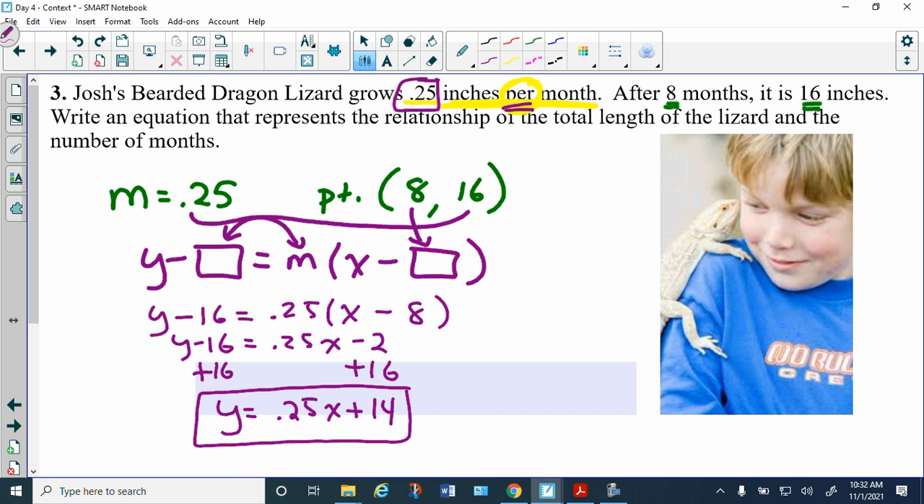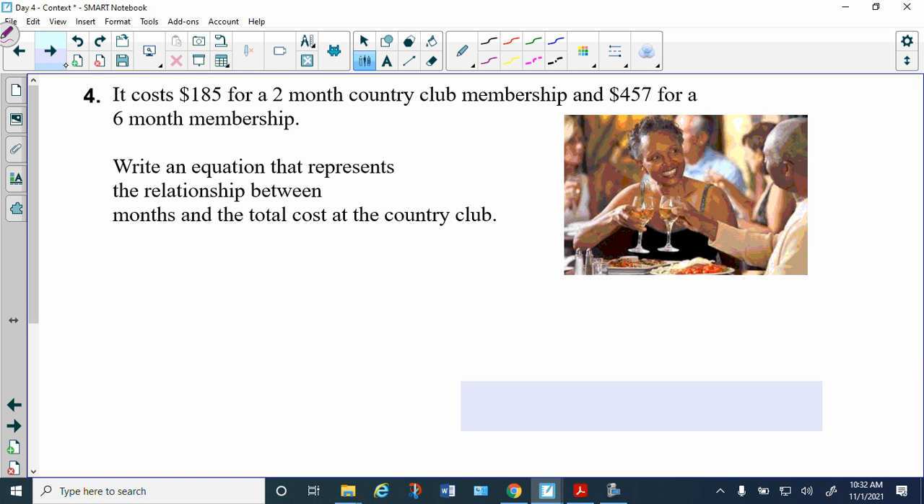And then when we see that they're giving us information where 2 numbers are linked together, we know, oh, that's a coordinate point. And then we know what to do once we pull the information out from the problem. All right, let's see one last time. It costs $185 for a 2-month country club membership and $457 for a 6-month membership. Okay, I don't see "per." I am really seeing 2 points, aren't you? So these are 2 numbers that are linked together, $185 and 2 months. Here's another two numbers that are linked together, $457 for 6 months.